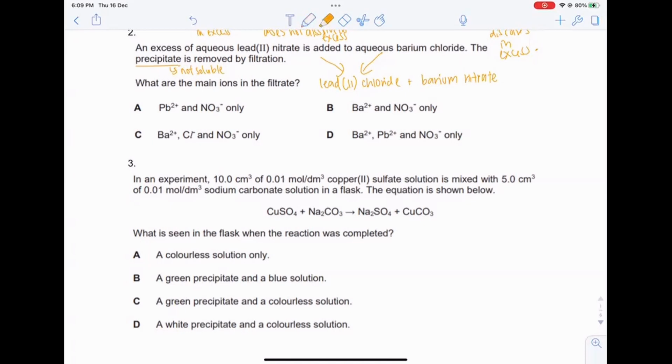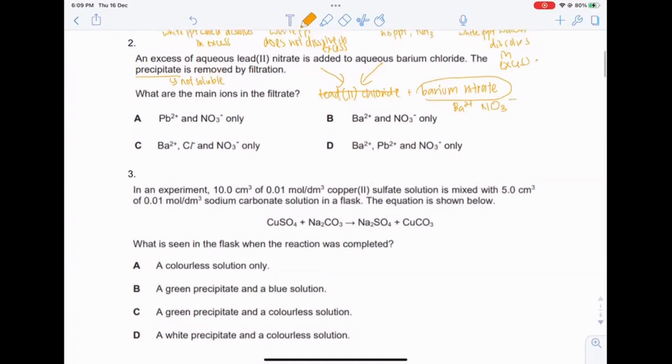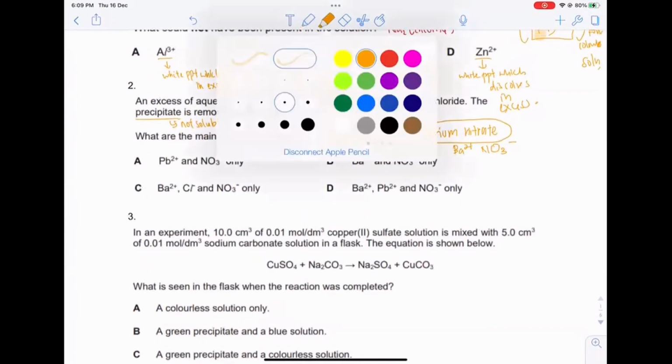So, yep, this is removed. So what are the main ions in the filtrate? In the filtrate, you'll have barium nitrate. So you have Ba2+, NO3-. However, don't forget something. There's one keyword here.